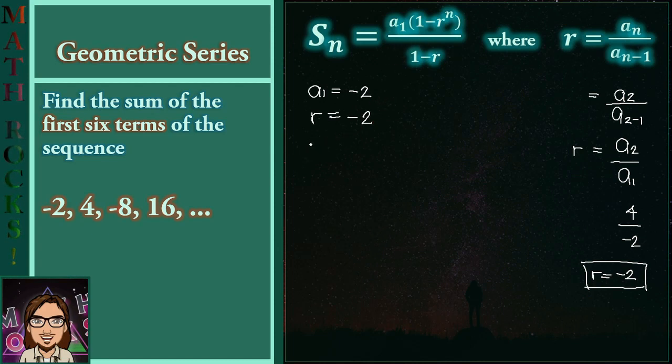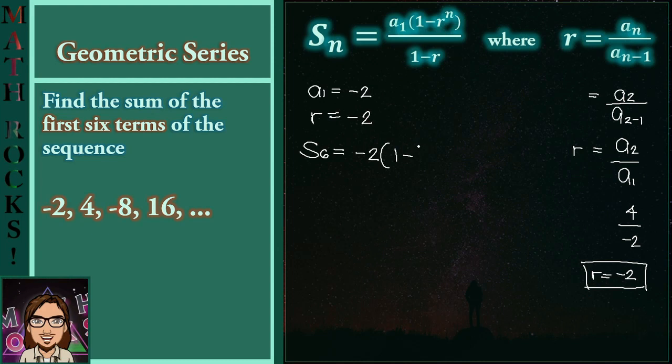Since we would like to find the sum of the first 6 terms of this geometric sequence, we write S sub 6. For the first term, we have the value of negative 2, so we write negative 2 for a sub 1. And here we have our common ratio with a value of negative 2.